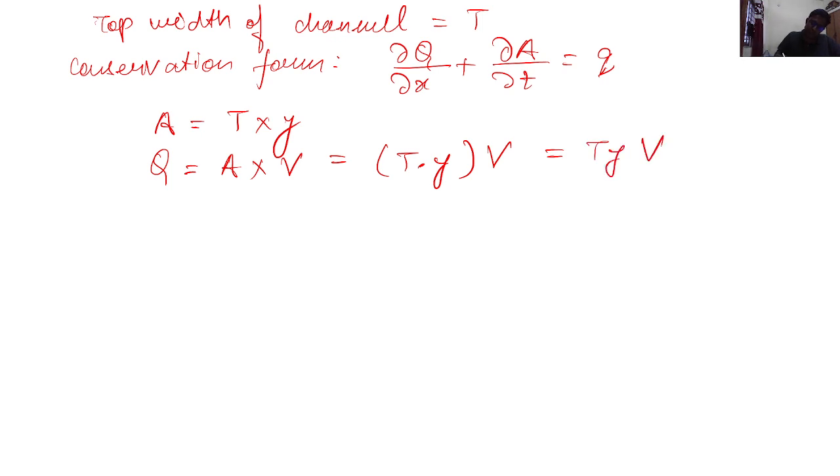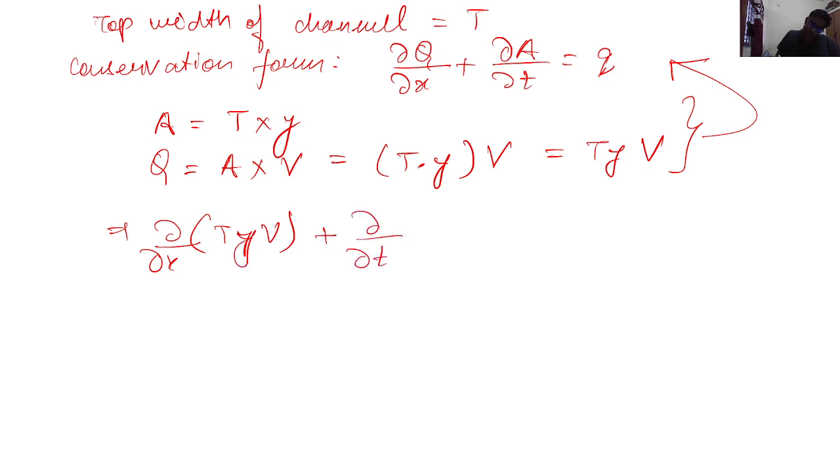Let us just again put these expressions into the conservation form of the continuity equation. So we would get del by del x of Q. Q happens to be T y V in our case, plus del by del t of A. A will be T times y, is equal to small q, which is the lateral flow. Now just assume that the top width is equal to constant.